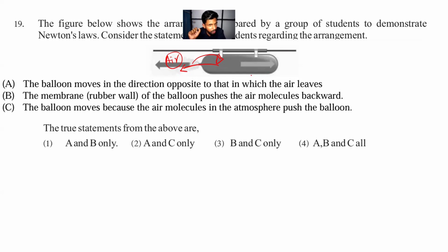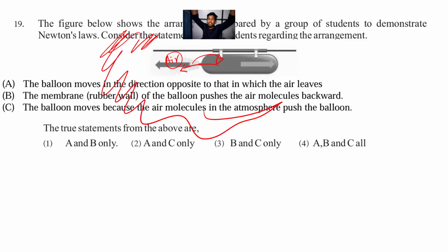But in the statement they have clearly mentioned the balloon moves because of the air molecules in the atmosphere. No. In the atmosphere we have the air, all around here, but there's no relationship, no connection between that air and this air. The balloon is moving because of this air, not because of the atmospheric air. Did you understand that? Or shall I explain once again?